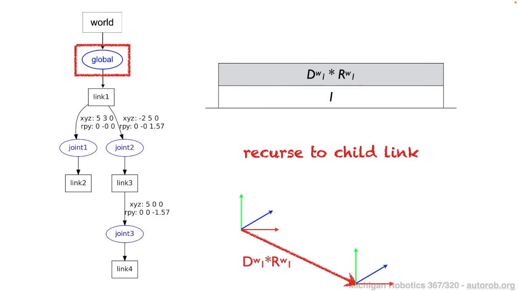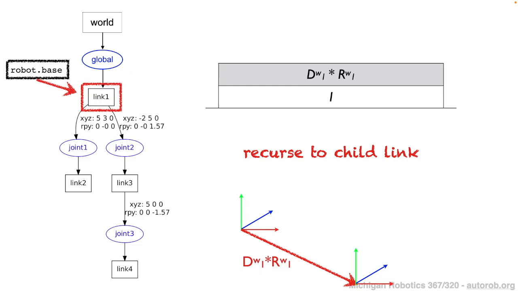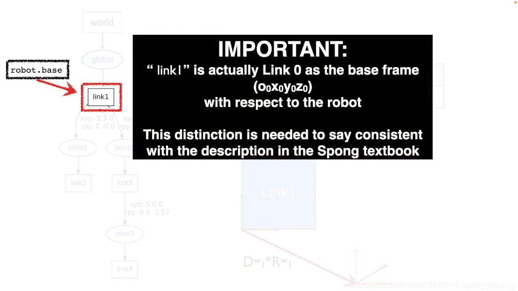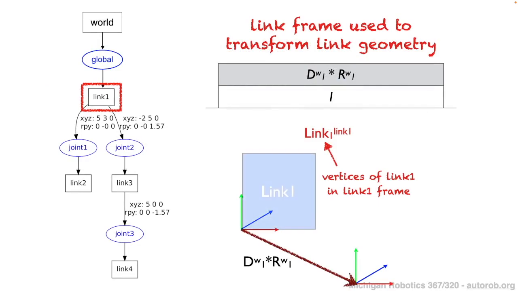Okay, so coming back to our matrix stack, we now have the first transformation here at the top of our stack. So we're going to recurse to the child link, which is the robot's base. Once again, one small tangent is that what we have here on the left is link 1, but we can actually think about this as being link 0. It is the base of the robot. The reason that we're making this distinction is because we want to stay consistent with the Spong textbook, and that's the reason for this brief divergence. But link 1 you can think about as being the base of the robot.